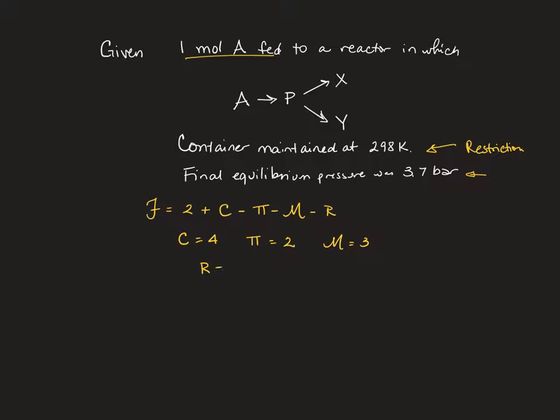So I would argue that the number of restrictions in this is 1, in which case the degrees of freedom is 2 plus 4 minus 2 minus 3 minus 1, which is 0. So this is perfectly specified, ready to solve. Now you still have to go out and find the data, find the information in order to do that.